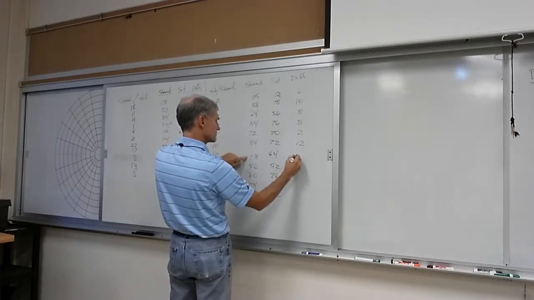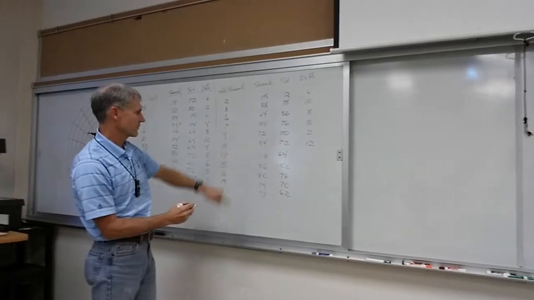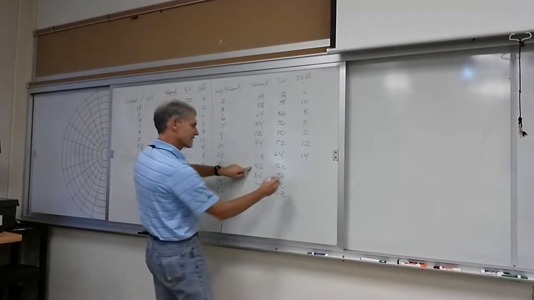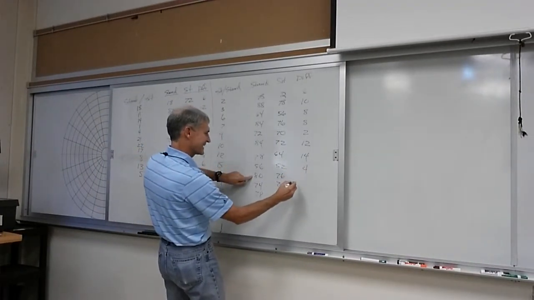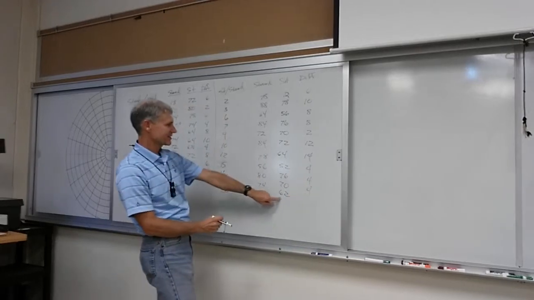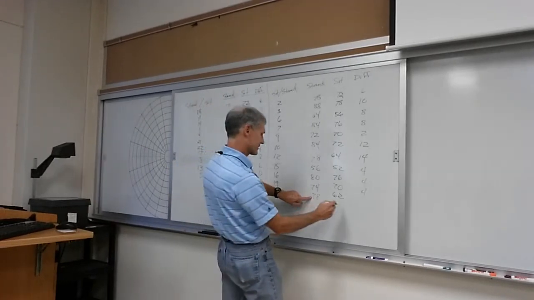78 minus 64, that's 14. And 78 minus 62, I can't do that one in my head. I lost track of my 16.